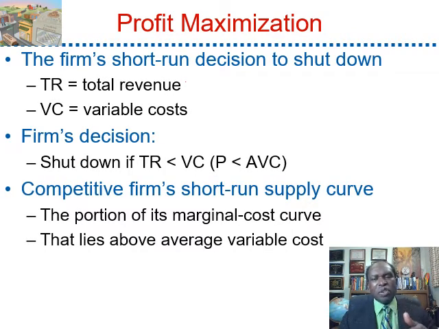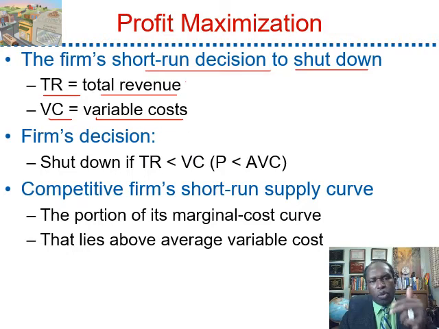So let me ask you the following question. When should the firm shut down in the short run? To answer this question, we are going to compare TR, total revenue, to VC, variable cost. We know that total revenue is equal to price times quantity sold in the market. VC is the total variable cost. One example of variable cost would be wages, the cost of labor.